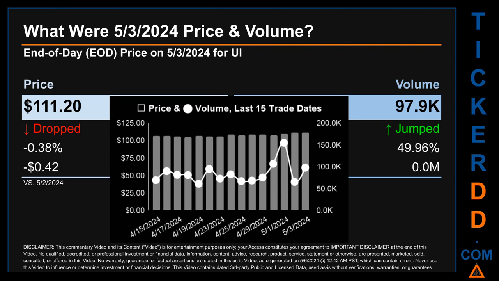Across a range of $6.66, the max and minimum end-of-day price were respectively $111.63 and $104.97. Volume saw a range of 94.1 thousand, from a day low of 60.8 thousand to a day high of 154.9 thousand.